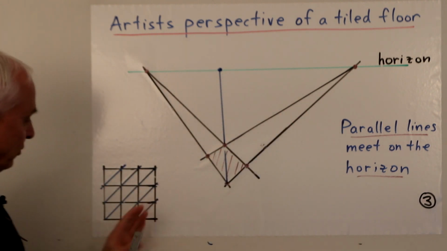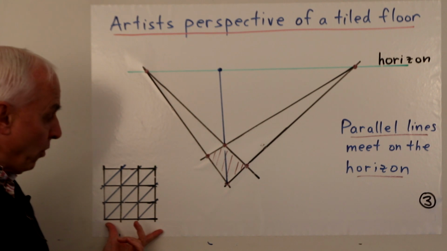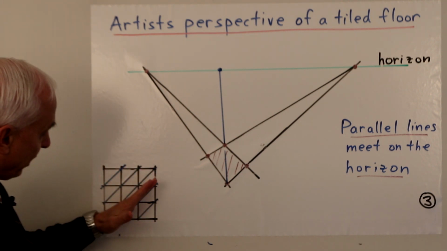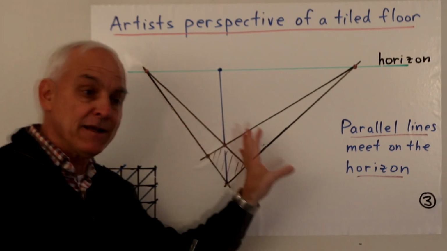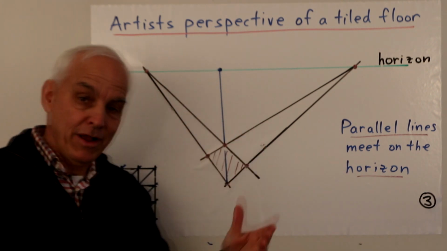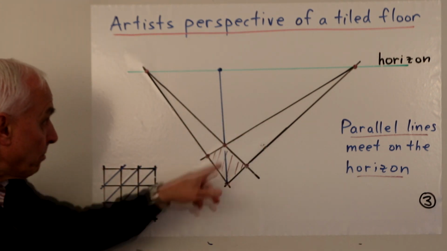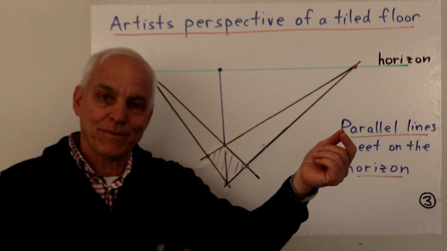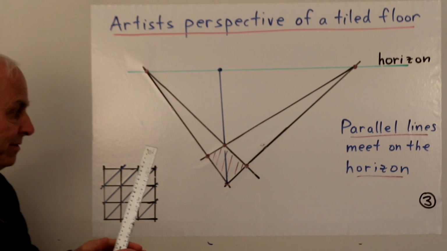And if we go back to say the original tiled floor, we're talking about diagonals like this. Here the diagonals are all parallel. And that means that when we represent them on a picture, then all those parallel lines should meet at the same point at infinity on the horizon. Again, like railway tracks. Okay?